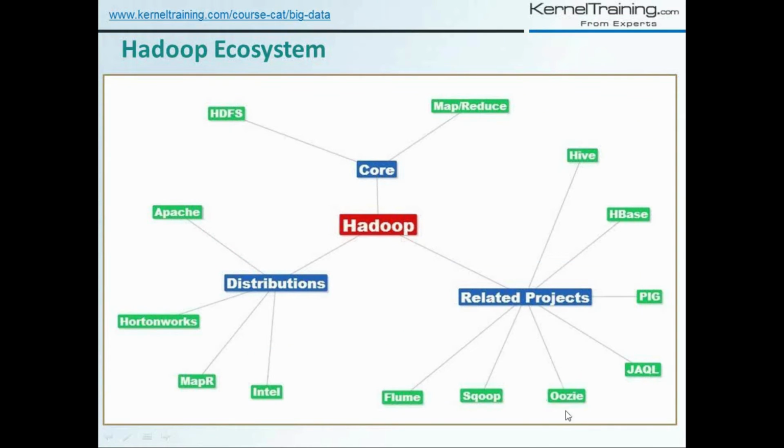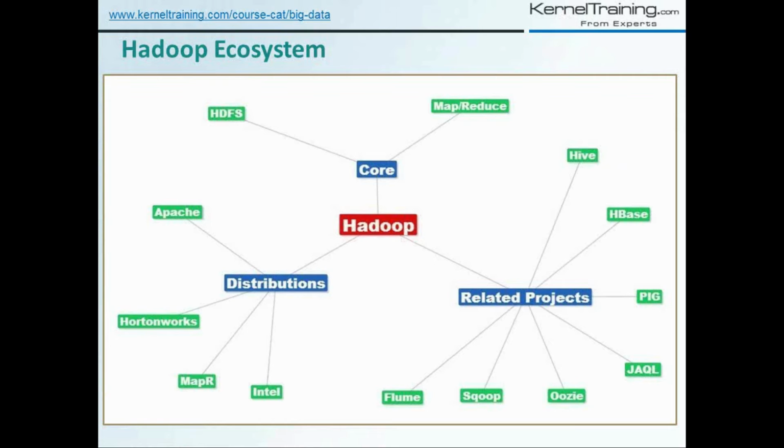Next we have Oozie. Oozie is a scheduler. I have developed n number of programs, and now I want to schedule them. First program 2 should run, next program 1 should run. So how can I control this execution? By using Oozie, you can control this execution.